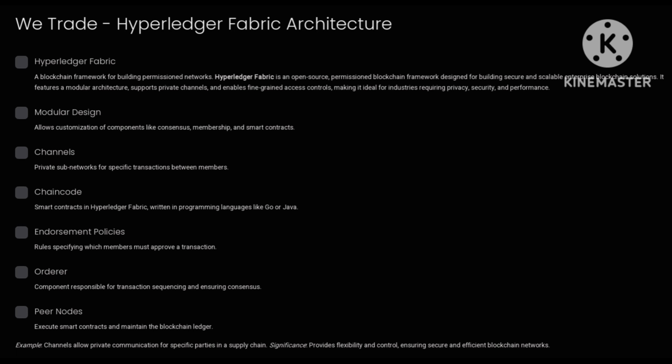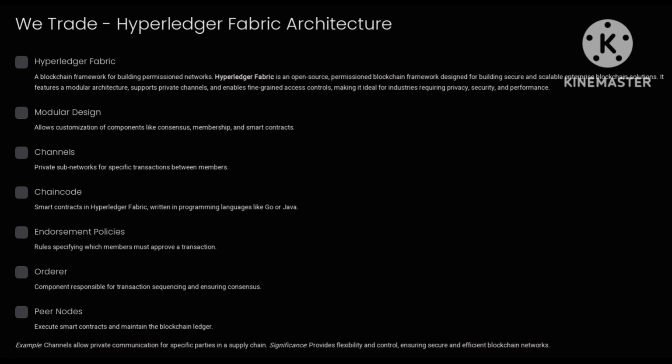Endorsement policies. These policies specify which network members must validate a transaction before it is considered valid. This ensures trust among participants. Orderer. The orderer is responsible for sequencing transactions and ensuring consensus. It acts as the backbone of the network's integrity.